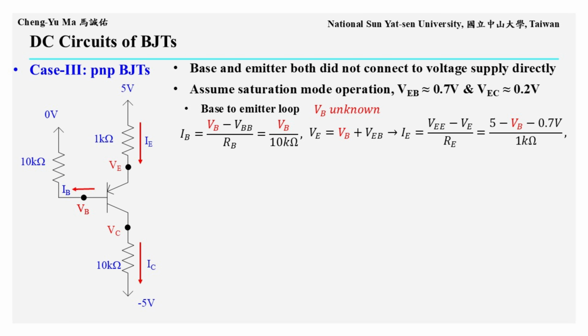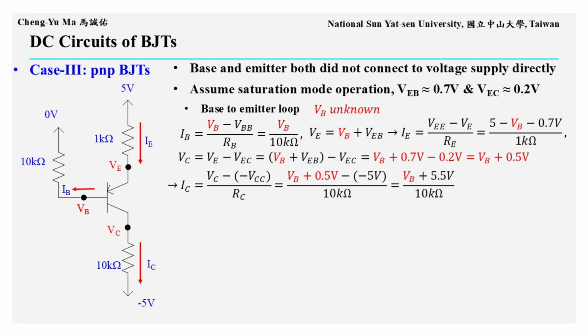The emitter current is (VEE minus VE) divided by RE, or (5 volts minus VB minus 0.7 volts) divided by 1 kiloohm. Using the saturation condition, VEC approximately equals 0.2 volts. The collector voltage is VC equals VE minus VEC. Therefore, VC equals VB plus 0.7 volts minus 0.2 volts, which simplifies to VB plus 0.5 volts.